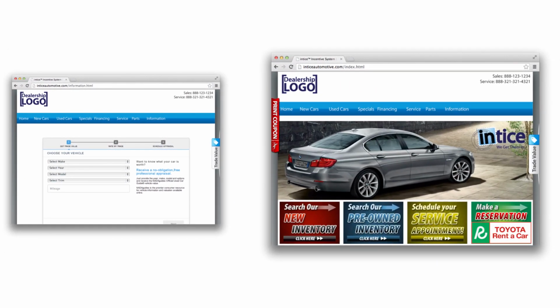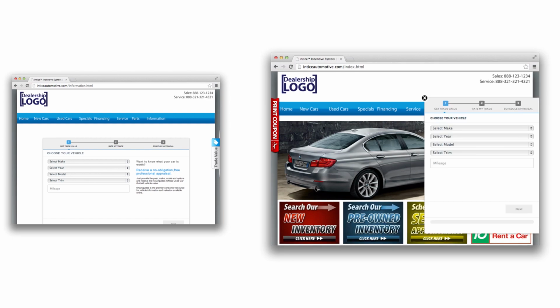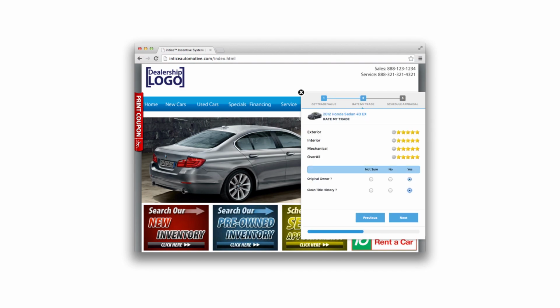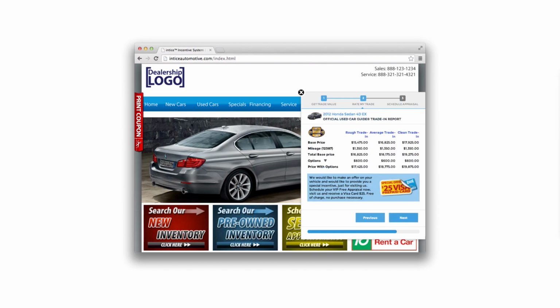The Intice trade evaluation tool is the only system that has three types of installation: standard iframe installation, directly on a page of your dealership's website; a widget-style installation, like the Intice incentive system; plus a Facebook trade evaluation app. In two easy steps, the customer selects their vehicle-specific information and optional features, rates their vehicle, and then receives the NADA Guide's value, all in less than 30 seconds.